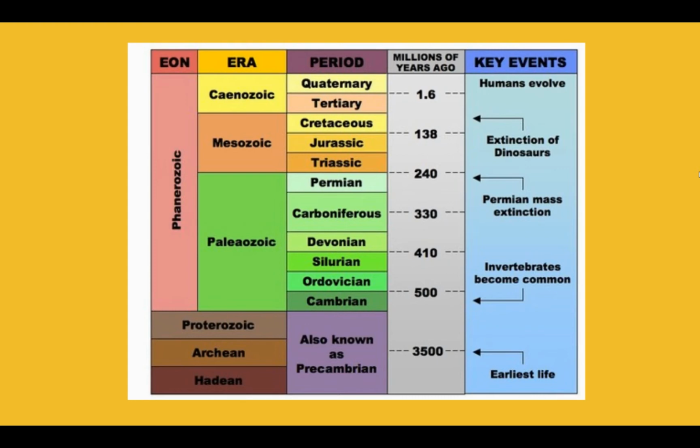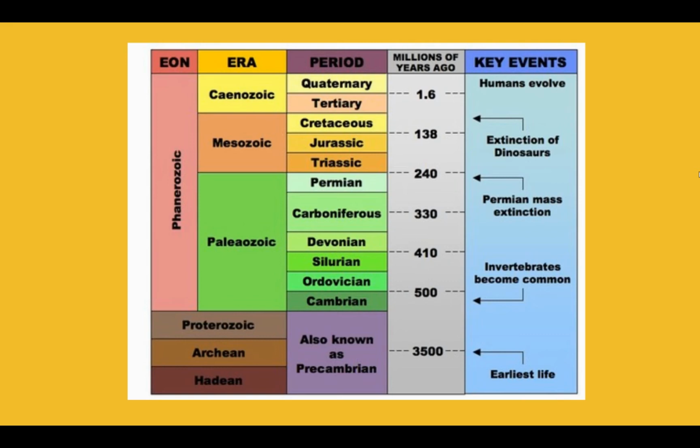So our eons are our Hadean, Archean, Proterozoic, and Phanerozoic. Eons into eras, and then eras into periods. You've probably dealt with periods before. We've got Cambrian period, Triassic, Jurassic, Cretaceous. So this is our geologic history.